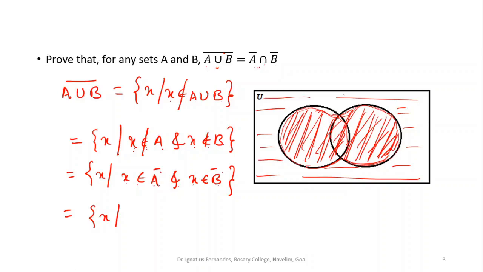That means x is common in A complement intersection B complement. So this is all the x which are in A complement intersection B complement. So this is the set A complement intersection B complement. So by using the definitions, we have proved De Morgan's law: A union B, the whole complement, is A complement intersection B complement.